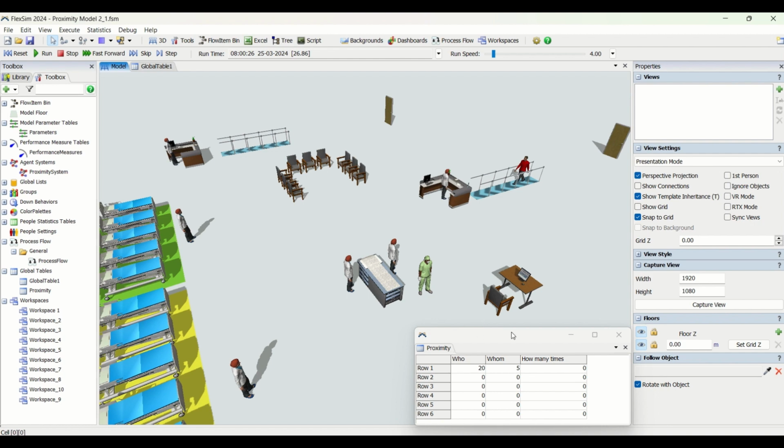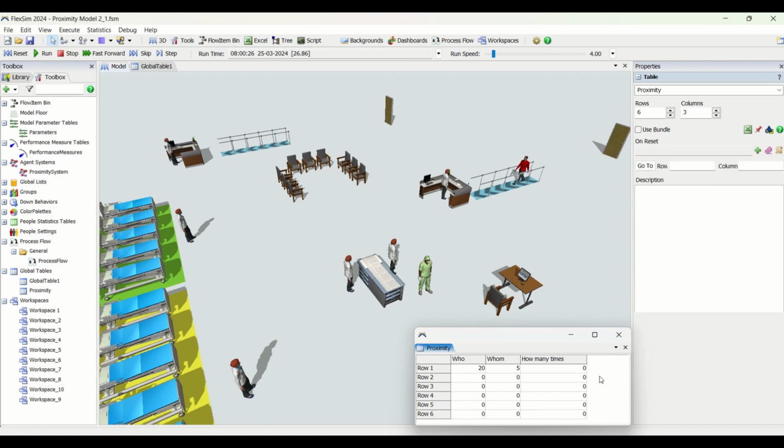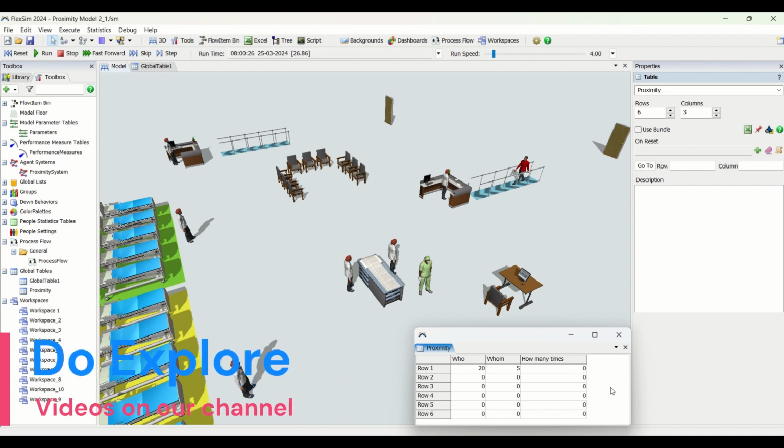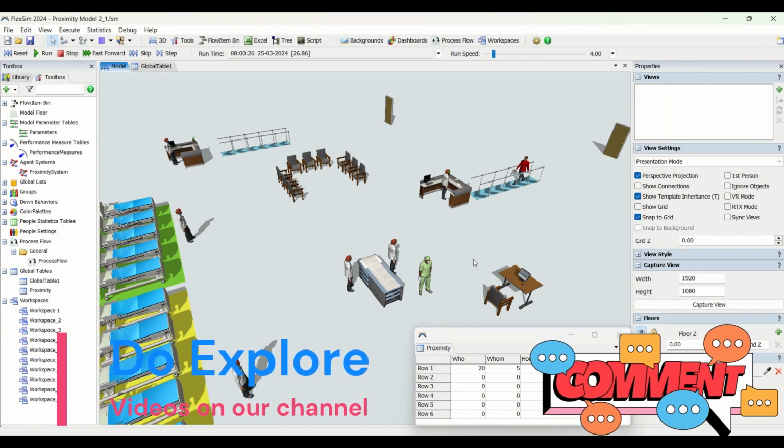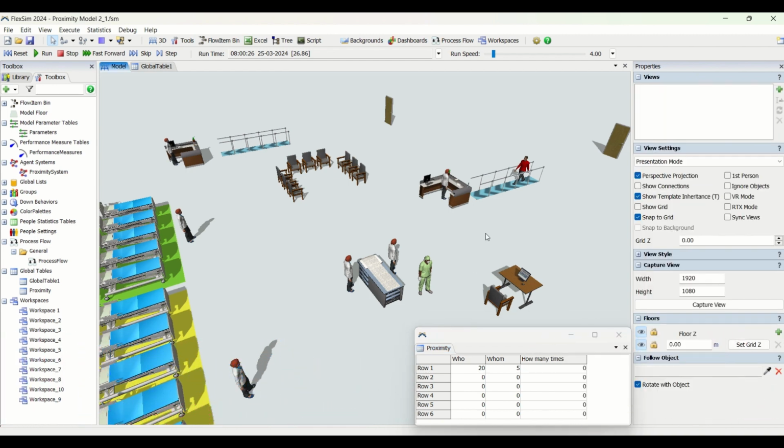If you look at the small table we have created, we are going to find out who is interacting with whom and how many times. We need to find out which person has a lot of interactions with the staff, and which two people have the highest rate of interactions. So this is the question, and we are going to get the answer by applying proximity to this healthcare system.